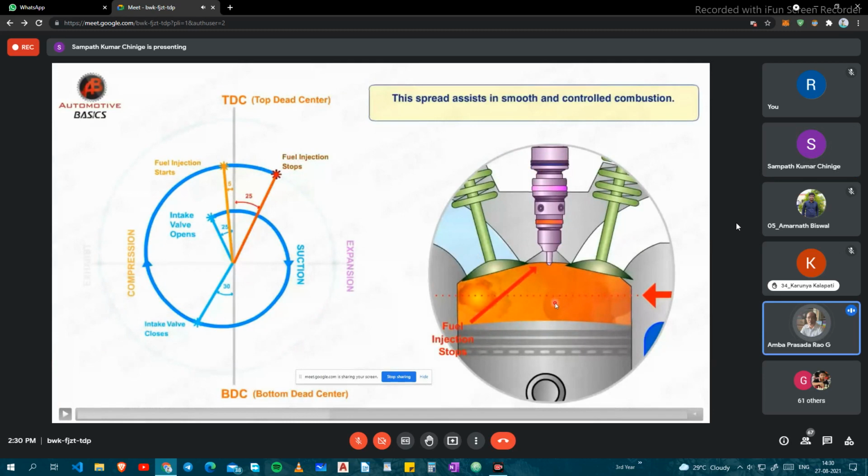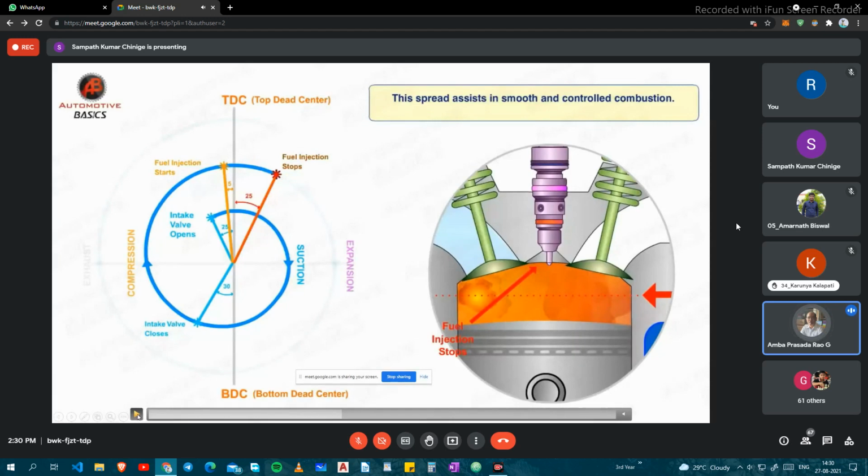Once it overcomes its activation energy, Arrhenius law says that any fuel has to overcome its threshold energy. That energy should be available for its combustion. So then ignition will start at one point and it will spread.